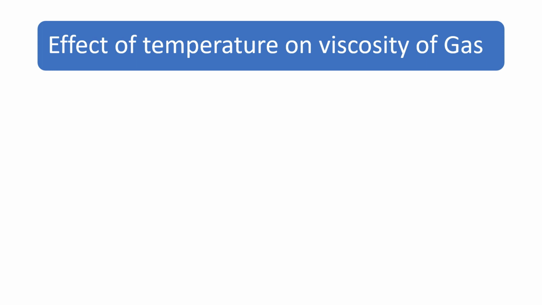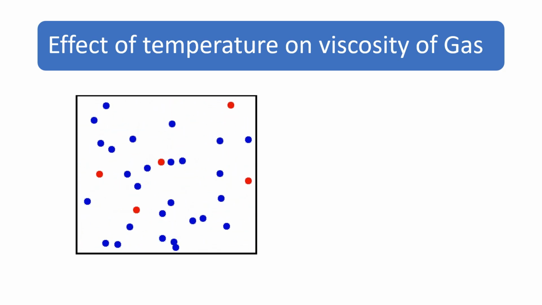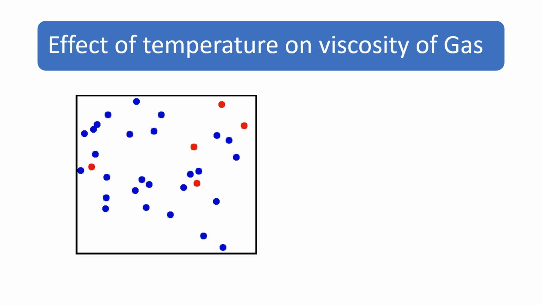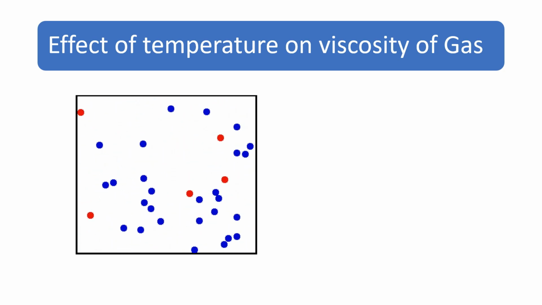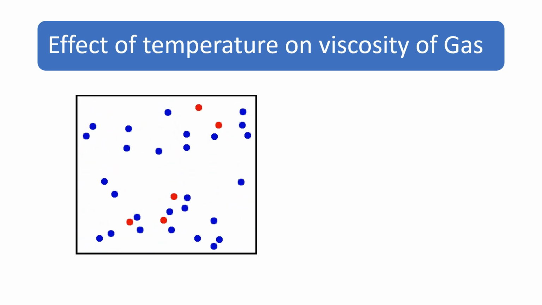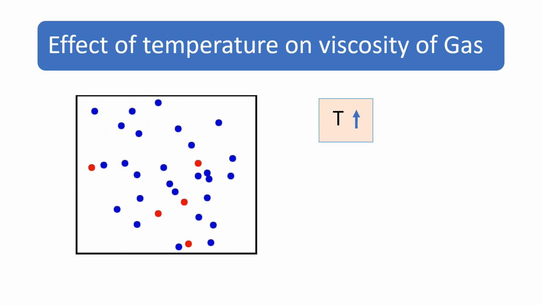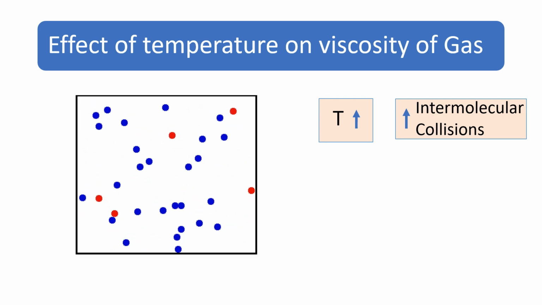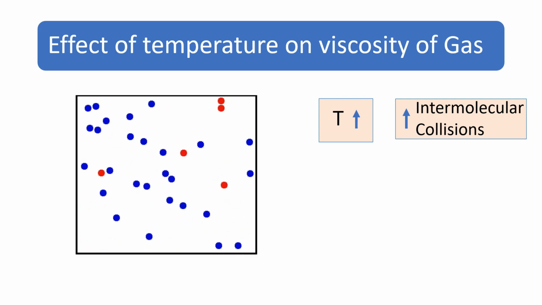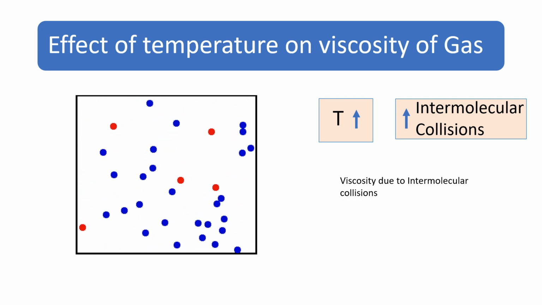So what is the effect of temperature on the viscosity of a gas? Unlike liquids, the viscosity of a gas is due to intermolecular collisions. Here the intermolecular forces are comparatively very weak, and viscosity is due to the intermolecular collisions. As the temperature increases, the intermolecular collisions will increase. So the viscosity will increase.